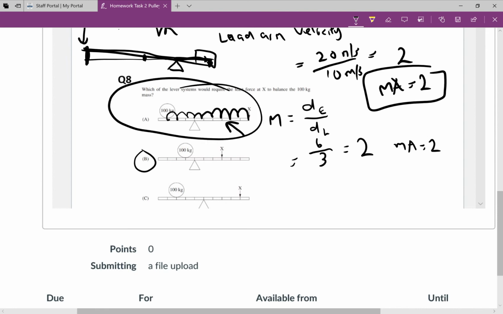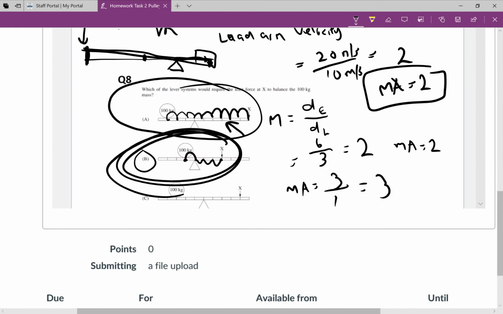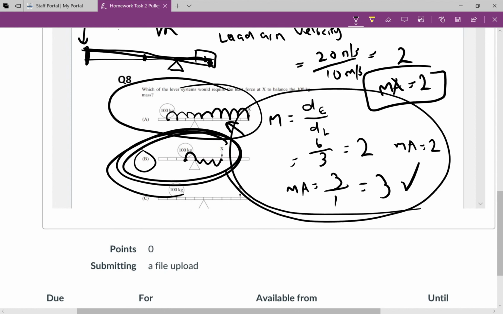Well, let's calculate B, because B is the correct answer. And we'll do exactly the same thing. We'll work out the effort arm distance, 1, 2, 3. So MA, our effort arm is 3, and our load arm is only 1. So 3 over 1 equals 3. So this actually has a mechanical advantage of 3. Okay, that's the easiest one, the one that will take the least amount of effort, because it has the greatest mechanical advantage. So that is why you need to test the answers. Don't just think that's the easiest one.